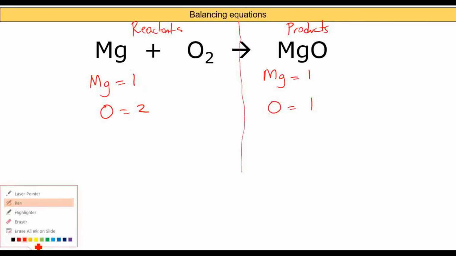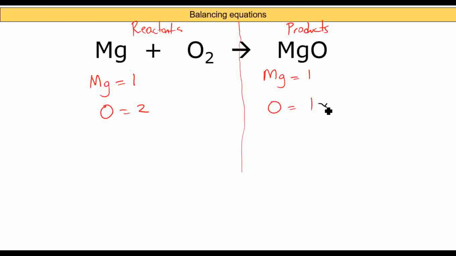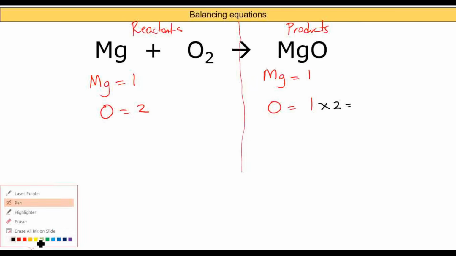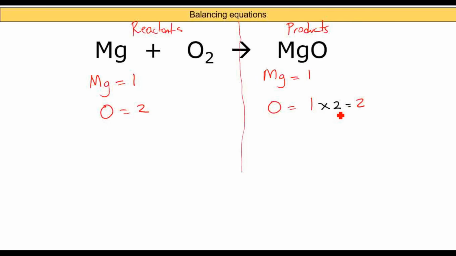And of course, I'm going to be starting from easy and getting harder. So straight away you see that your magnesium is okay, but now you see that your oxygens are off. So I have one oxygen on this side, two on that side. So what can I do to this number? I can times that number by 2, and that will give me an answer of 2. Now the number you times it by, that number goes in front of the compound. Not in between or after, in front of. So what you're going to do is put a 2 in front.